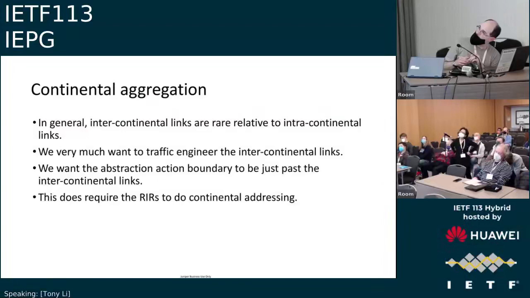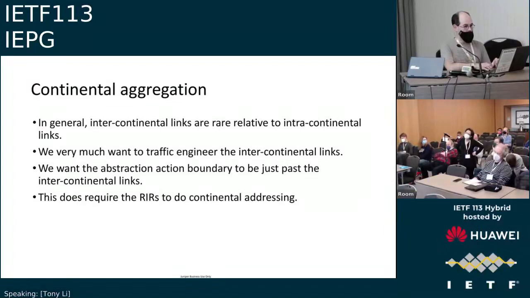You could also do continental aggregation. And I'm going to pick on Jeff here. Intercontinental links are relatively rare comparatively, and so we very much want to traffic engineer those intercontinental links. But we could put an abstraction boundary just on the other side of those intercontinental links. We would also kind of like it if the RIRs would do continental addressing for us.